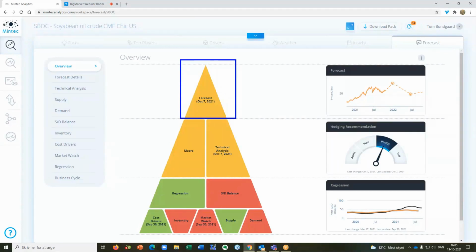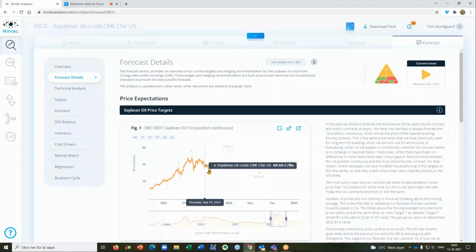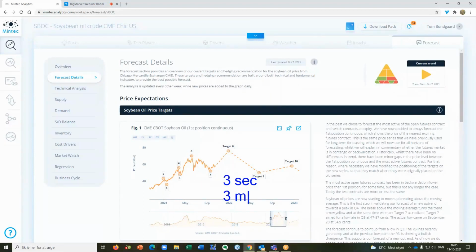So this is where the conclusion is. If I click on that, you will get the same targets here. I typically say we give you a 3-second view. We can give you a 3-minute view, and we can also give you a 3-hour view. Well, that's probably a little bit too much, but at least a 1-hour view. It depends on how much you want to see. The more you want to see, we have it all.